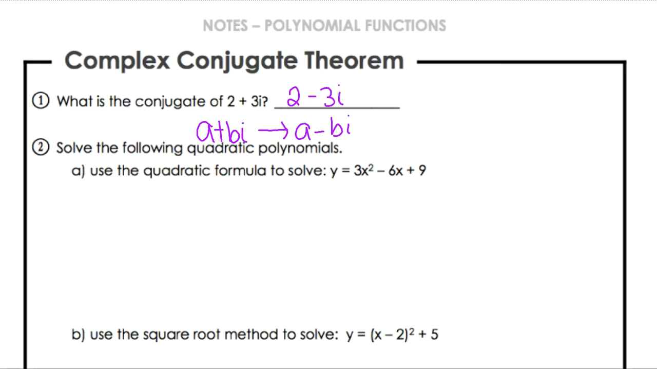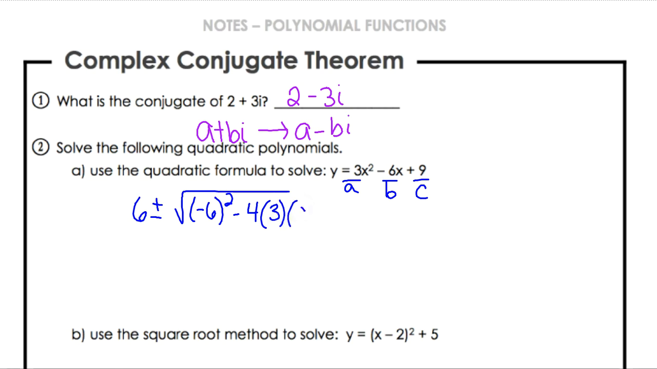So the first thing it asks us to do is to use the quadratic formula to solve. So remember, you have your a value, your b value, and your c value. And then we plug them into the quadratic formula, which is the opposite of b plus or minus the square root of b squared minus 4 times a times c, all divided by 2 times a.